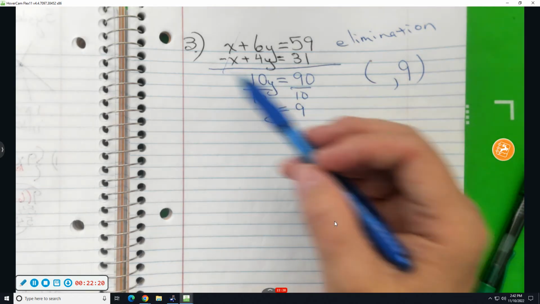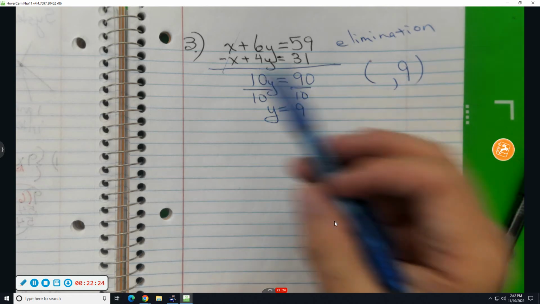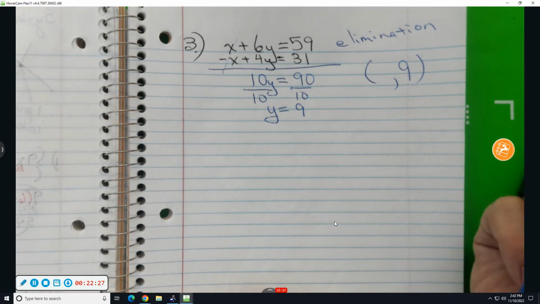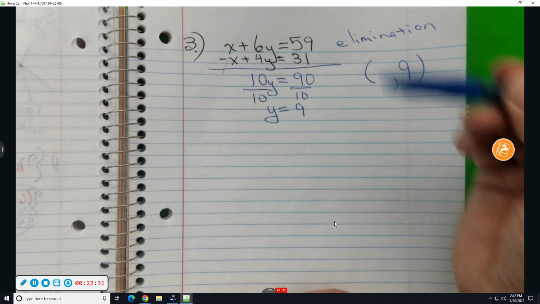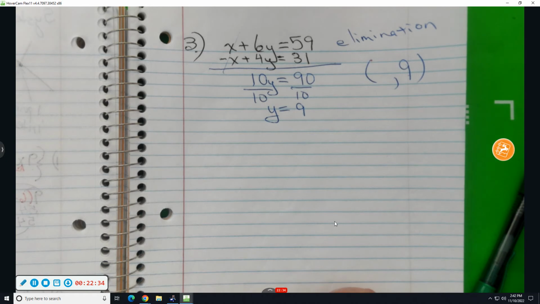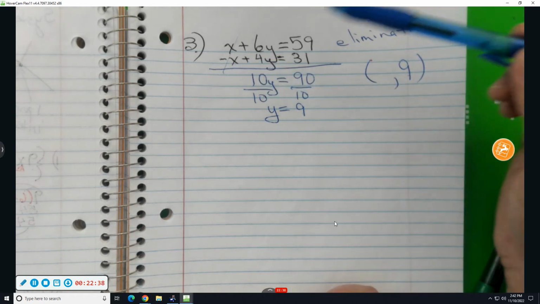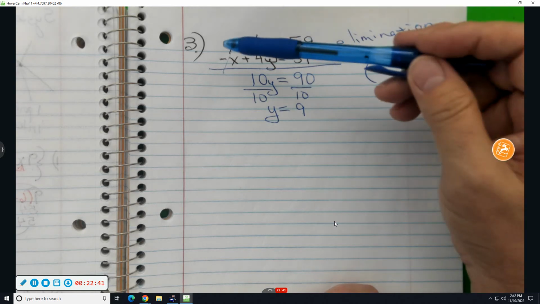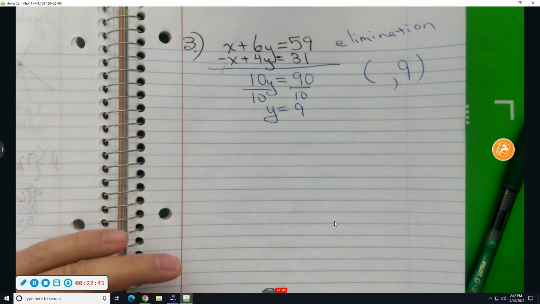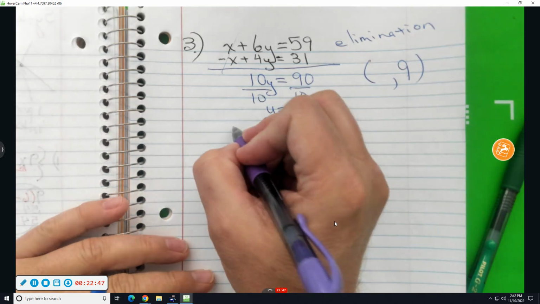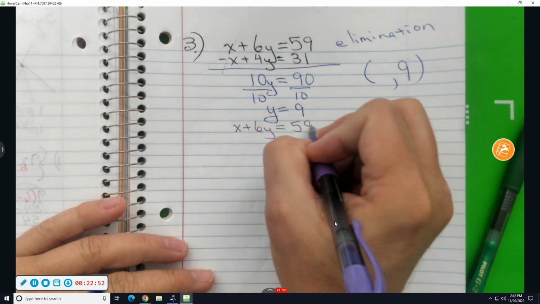Which equation do you want to use? You're going to have to substitute 9 in for y into one of these. Which equation do you like better? It's really up to you. The top one or the bottom one? I think most people would dislike that negative x. I think that most people would use this first one because the x doesn't have that negative in front of it. So let's do that. We're going to use the equation x plus 6y equals 59.